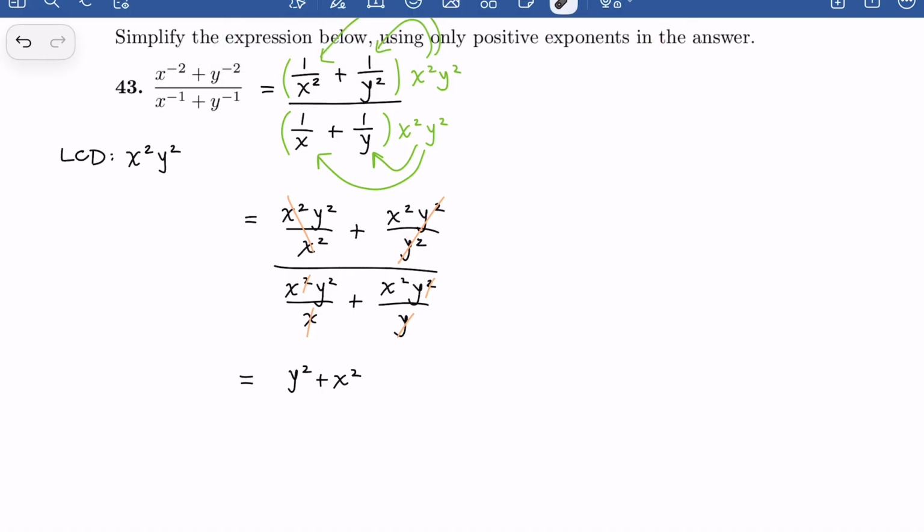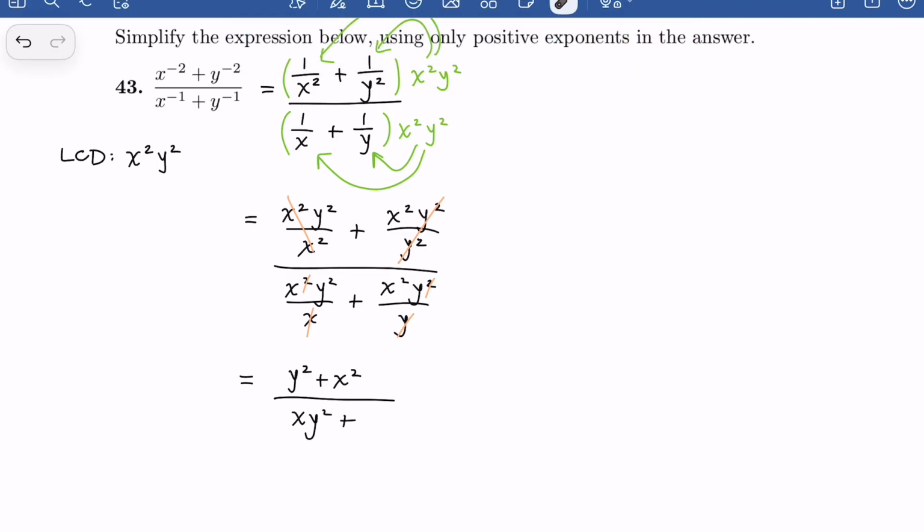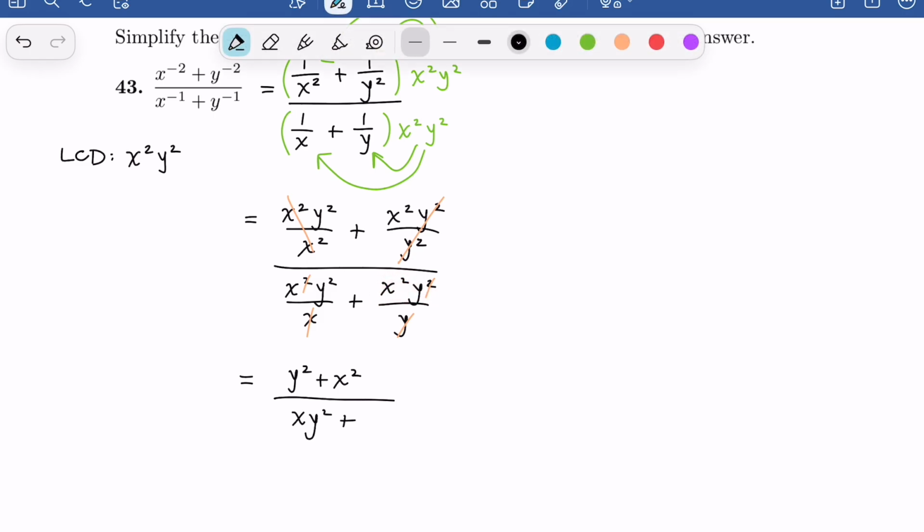Then in our denominator here, we're going to be left with one factor of x, and we're still going to have this y squared. So we're going to have x y squared. And then in our last fraction here, we're going to take out one of these factors of y. So we're going to be left with x squared y. All right, now from here, it looks like this is also going to be our final answer.